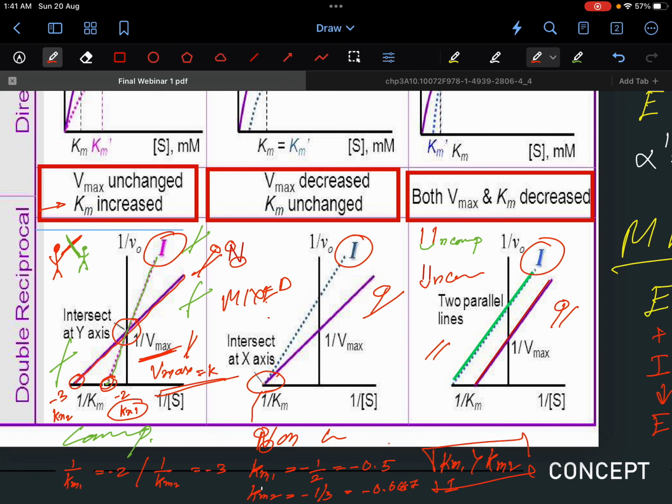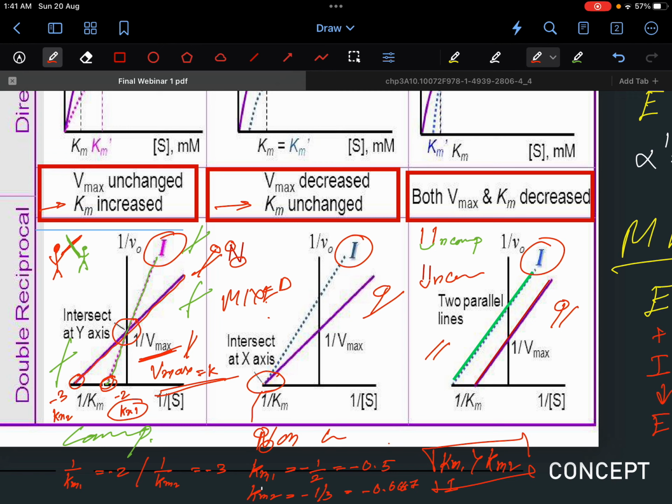So Km is increased and Vmax is unchanged for competitive inhibition, right? Now the same thing: you can see that the line is diverging from 1 by Km, so 1 by Km is not changing, so Km will not change. So for non-competitive inhibition, Km remains unchanged, but Vmax is changing.